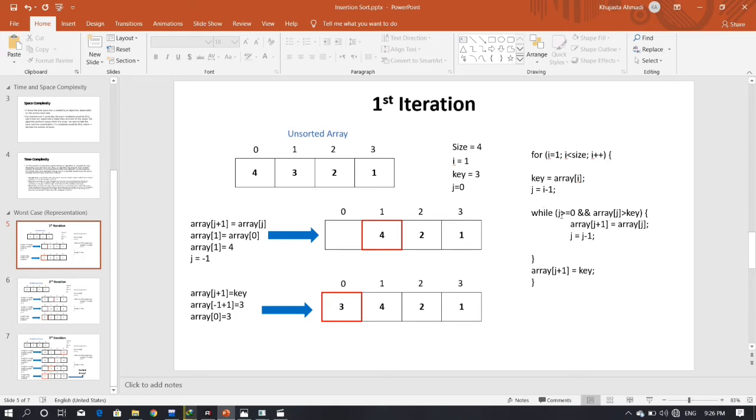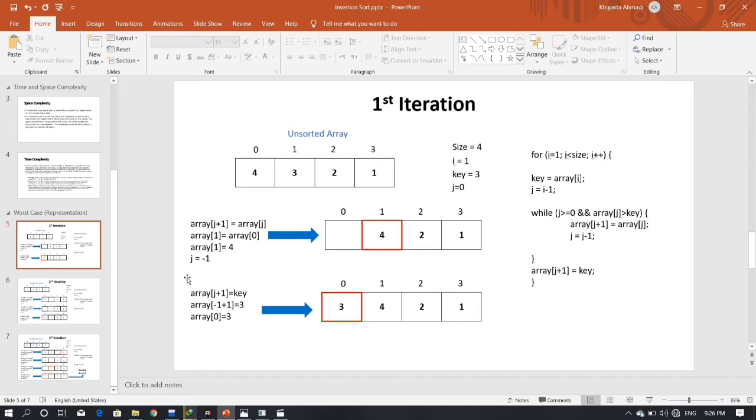It enters the while loop because j is more than or equal to 0, and array of j, which is array of 0, is more than our key, which is 3. So it does not compare with the index, it compares with the value 3. And then array of j plus 1, which is array of 0 plus 1, is 1, array of 1 equals array of j. So 4 is moved to this side. As we can see, 4 is pushed here, and now the spot remains empty.